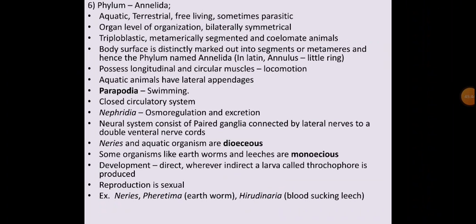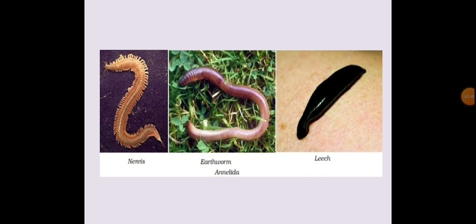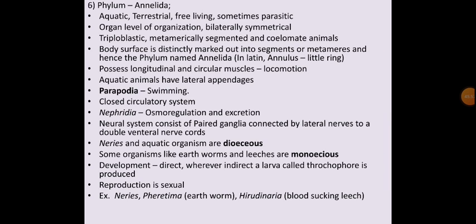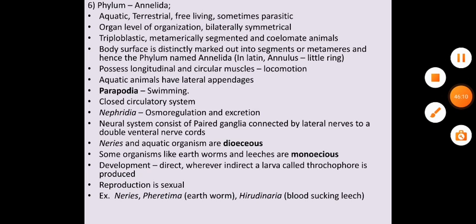Reproduction is by the sexual method. Example, Nereis. Earthworm, scientific name is Pheretima. Leech, scientific name is Hirudinaria. Nereis, Pheretima, common name earthworm. Hirudinaria, common name blood-sucking leech. These are the features of phylum Annelida.